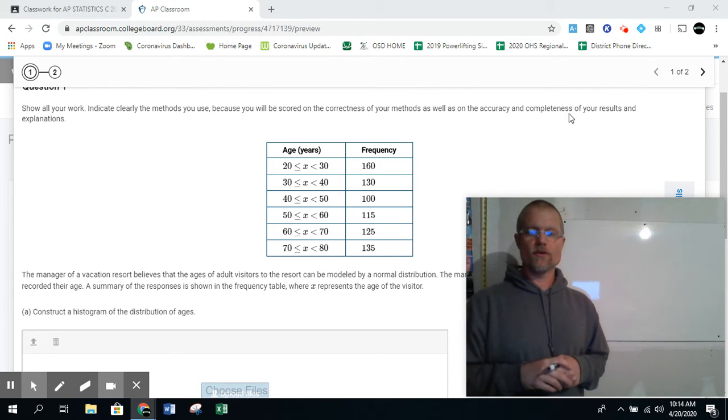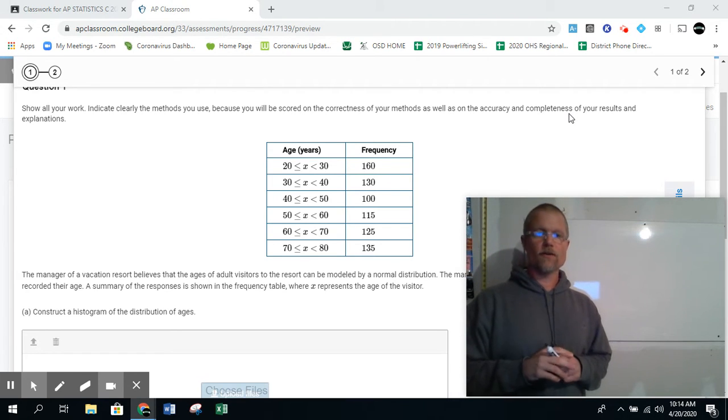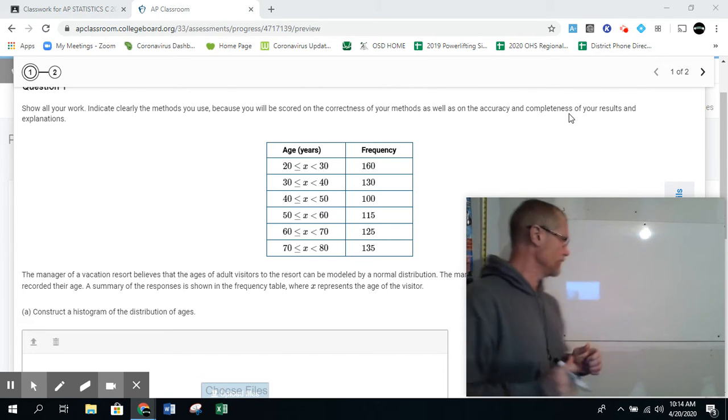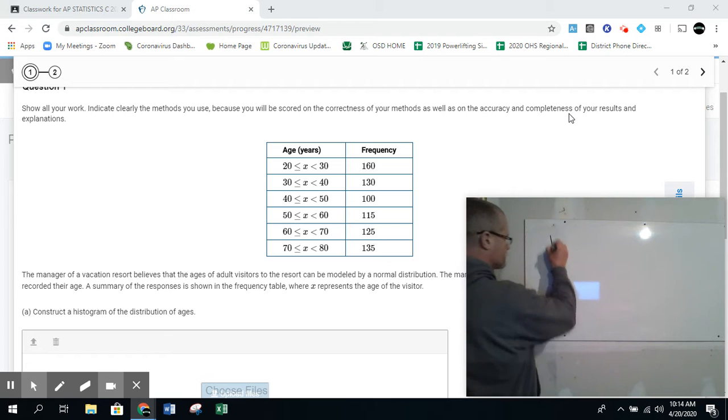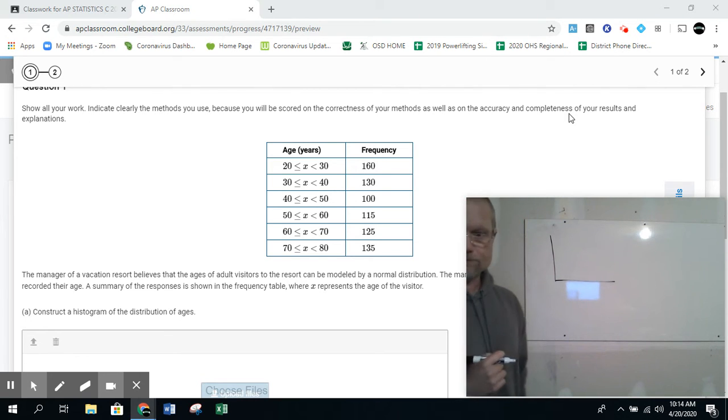Hi, everybody. I want to go over the Unit 1 free response progress check and some of the things that I noticed that we're still having trouble with. Number one, they ask us for histograms. One of the things that some of us are still doing is treating them like bar charts.